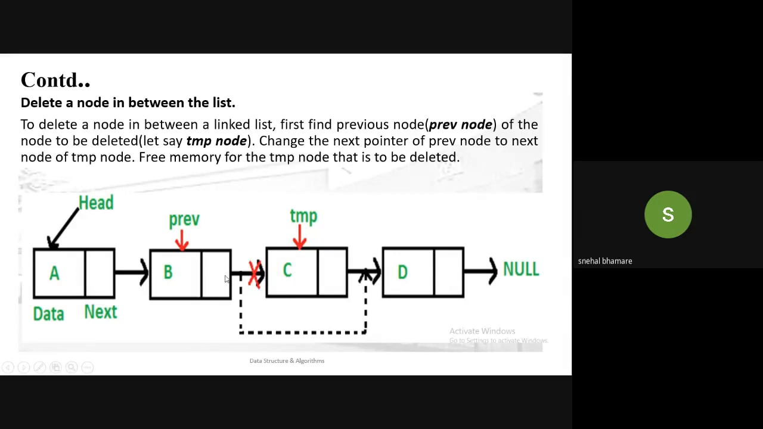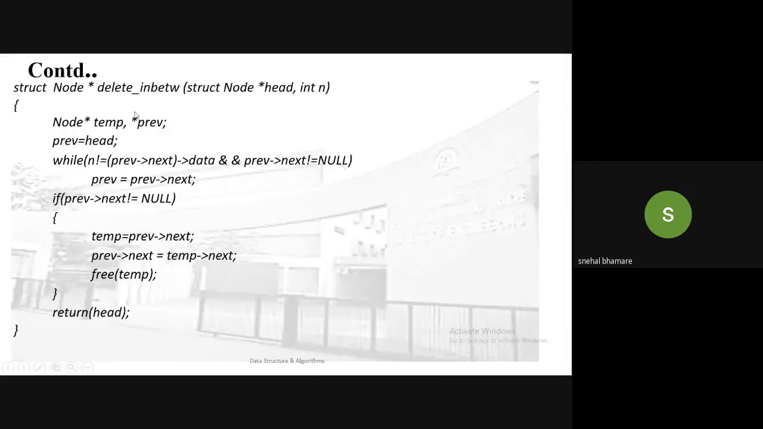Once this link is created, this node will become free. And by using the free function, you will deallocate the memory which has been previously allocated for this node. Automatically this node is going to get deleted. It is that simple. Now this is the function. Same concept. Take two node variables temp and previous.